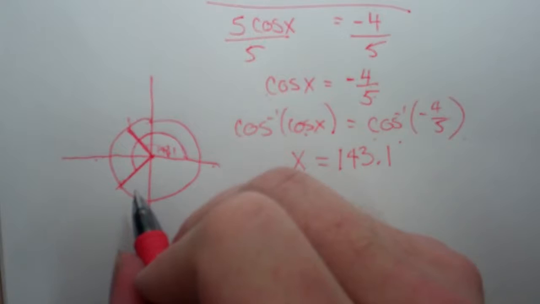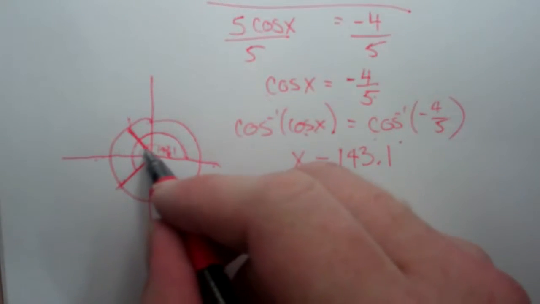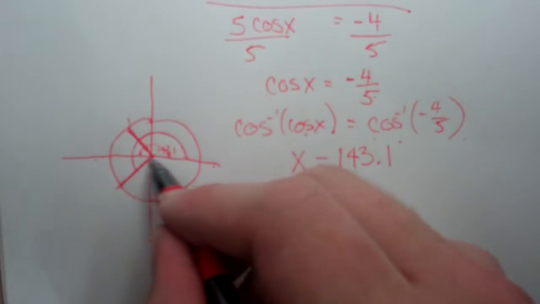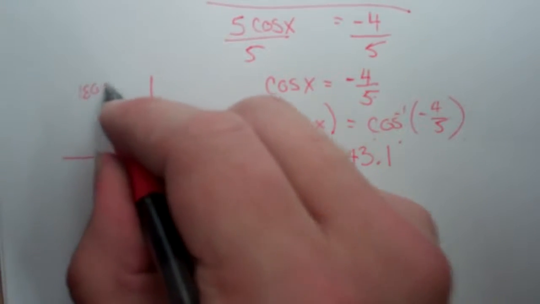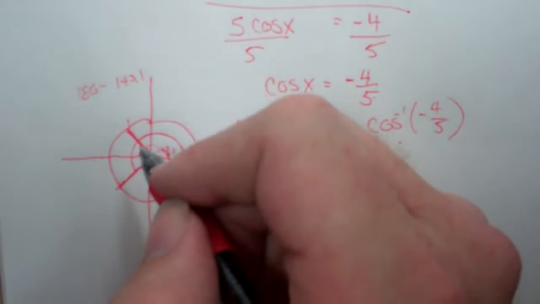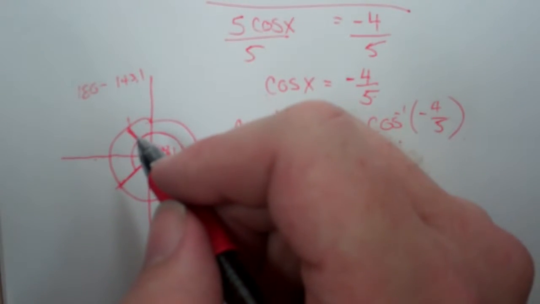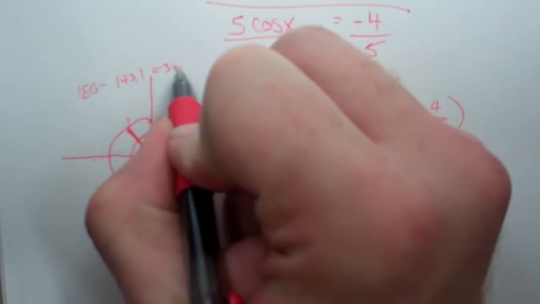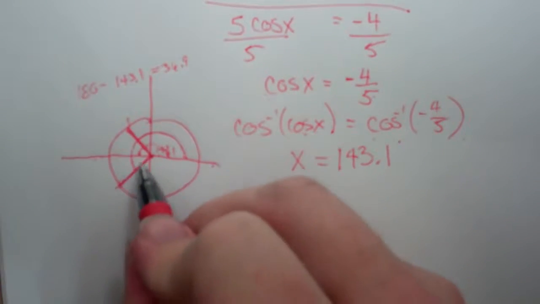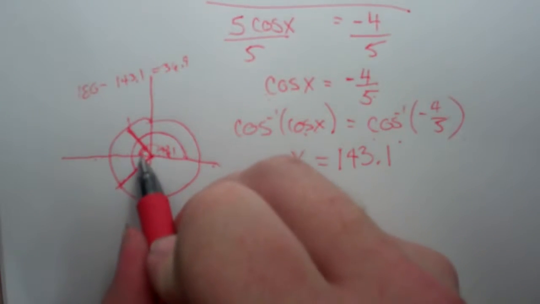Well, if this is 143.1, how many more degrees do we have to add in order to get all the way to 180? To do that, we'll take 180 minus the 143.1. 180 minus 143.1 gives us 36.9. So that means that this angle right here is 36.9. But if this is 36.9, that means that this is also 36.9.